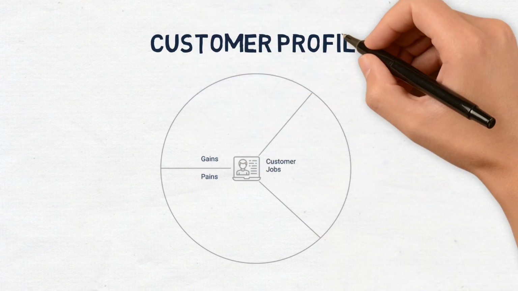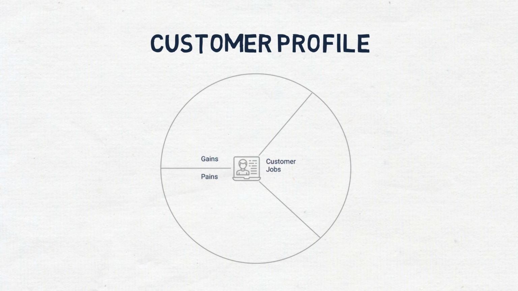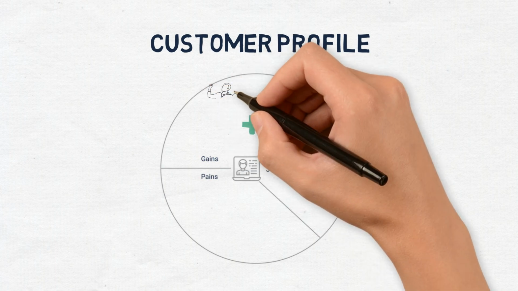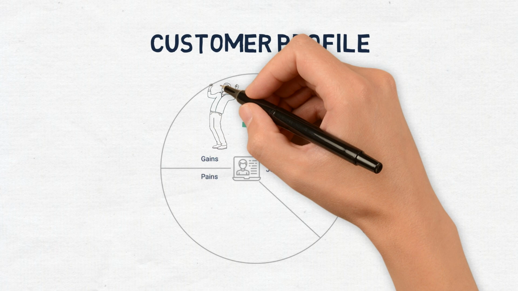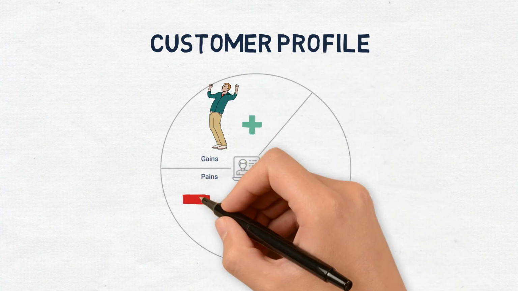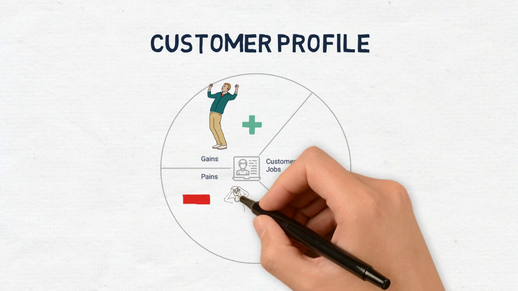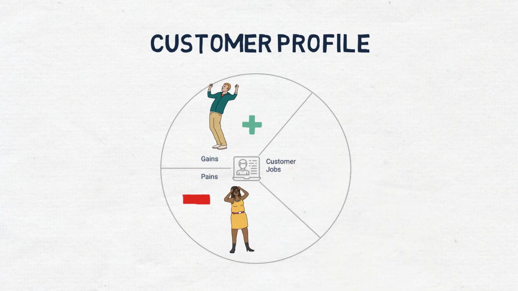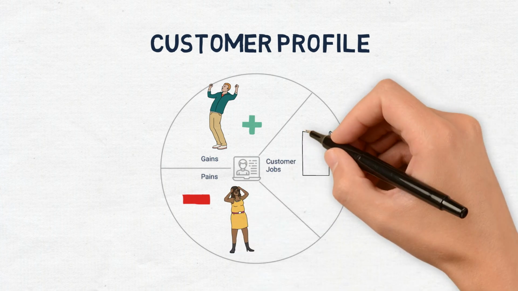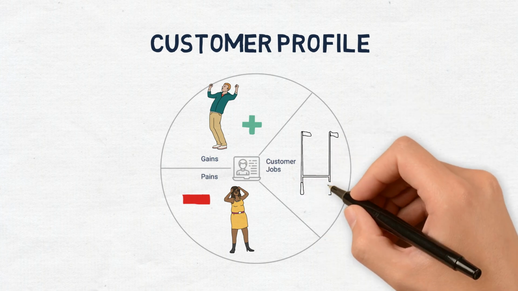Within the customer profile, there are three sections: gains, pains, and customer jobs. Gains are the positive emotions and expectations associated with your product. The more gains, the more likely a customer will adopt your product. Pains are the negative emotions and experiences that the customer has while on their journey to accomplish their goal. Customer jobs are the tasks your customers are trying to complete or their goals.